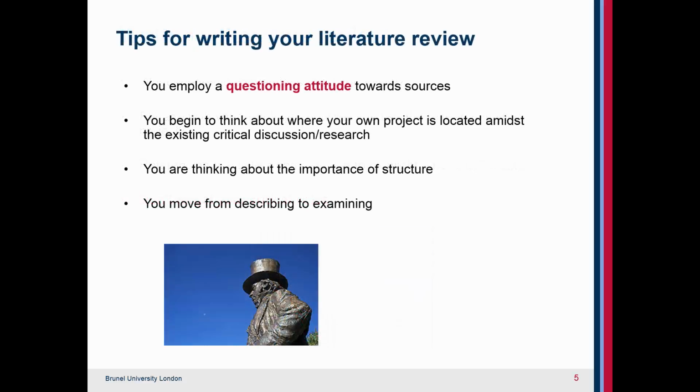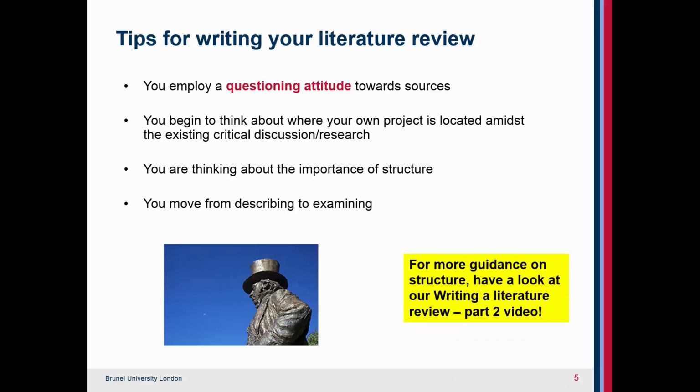Here are some more tips. Always employ a questioning attitude towards sources. So think about why something has been written, why this person has argued their position in this way, why they have used this particular method, and think about the so what question. So what is the value of this particular research that you're thinking of incorporating? And think about where your own project is located amidst the existing critical discussion and research. And pay attention to the importance of structure and try to move away from describing to examining. For more guidance, have a look at our Writing a Literature Review Part 2 video.